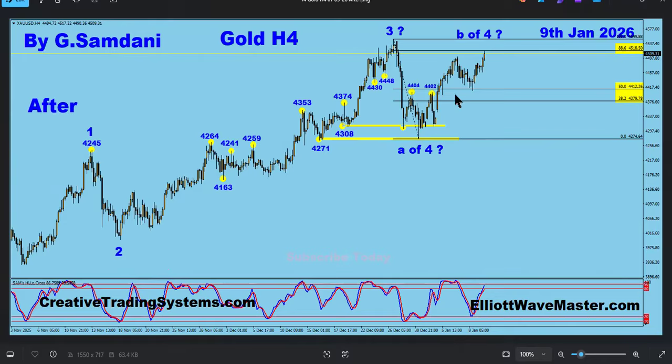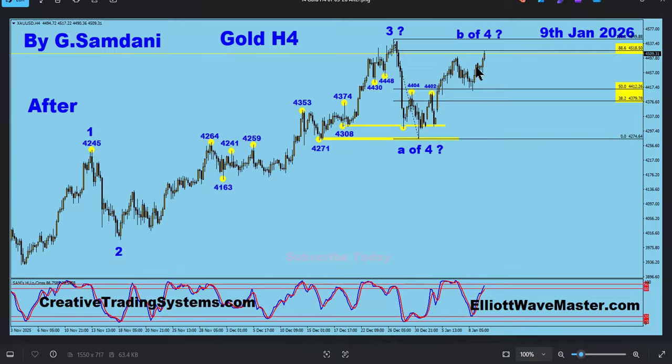Now, the bat pattern calculation is that this point here needs to be between 38 or 50, not touching the 61%. So that's exactly what it is, right? You could see X, A, B, C, and then D should be at 88% to finish up a bat pattern. So that's what happened here, right? And right now it's there.